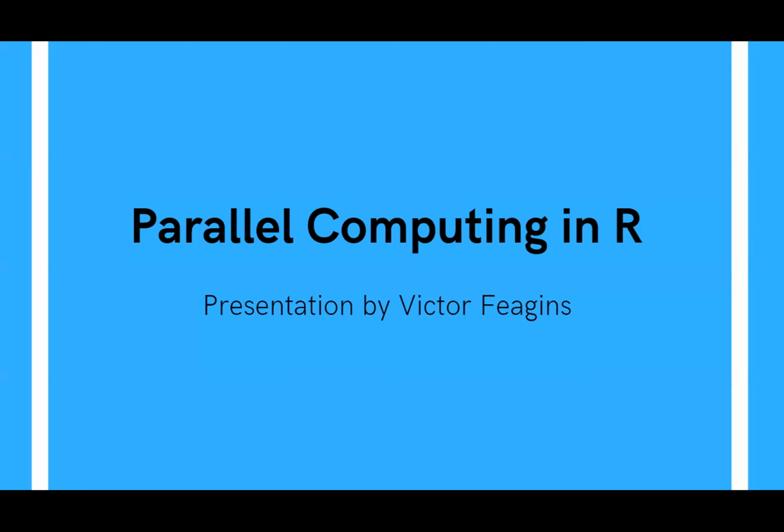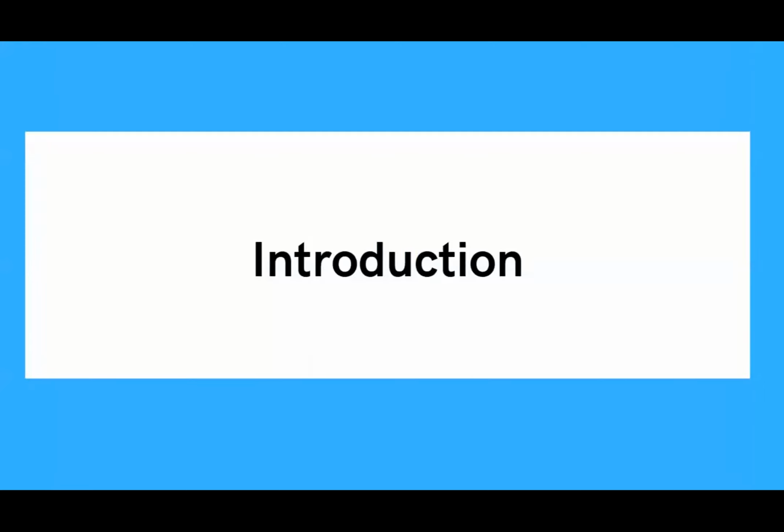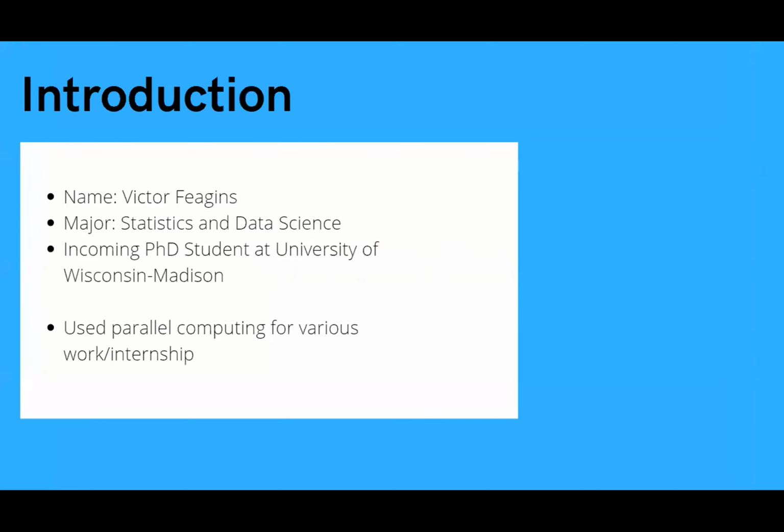So the first thing I want to talk about is introducing myself. Hello, my name is Victor Feagins, and I'm a statistics and data science major here at UTSA. I'm graduating this semester, and my next step is I'm an incoming PhD student at Wisconsin-Madison. So that's what I'll be in the fall, and wish me luck, and hopefully it goes well.